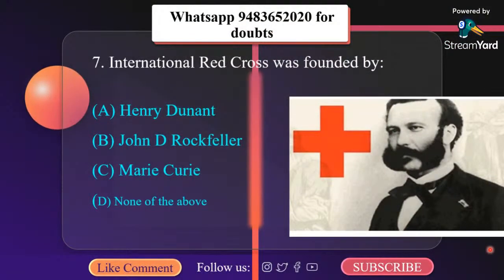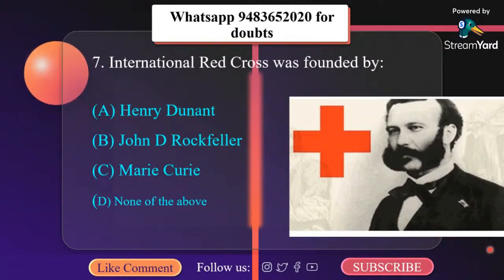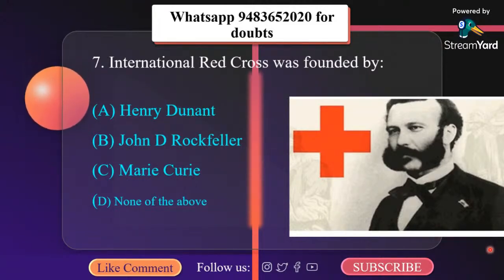International Red Cross was founded by A. Henry Dunant, B. John D. Rockefeller, C. Marie Curie, D. None of the above. The correct answer here is A. Henry Dunant.